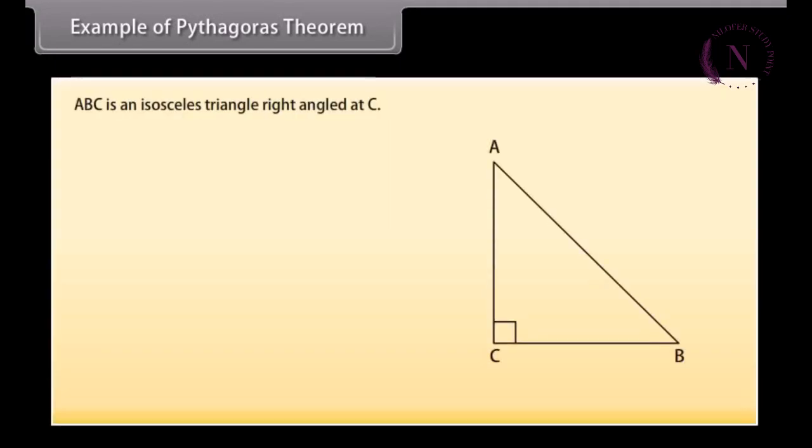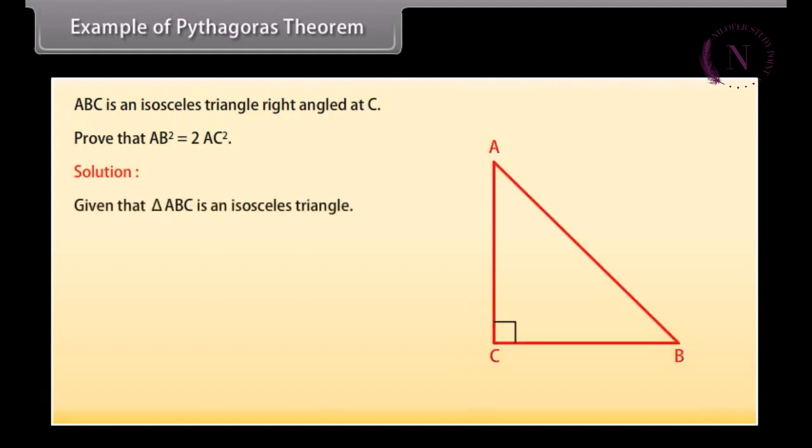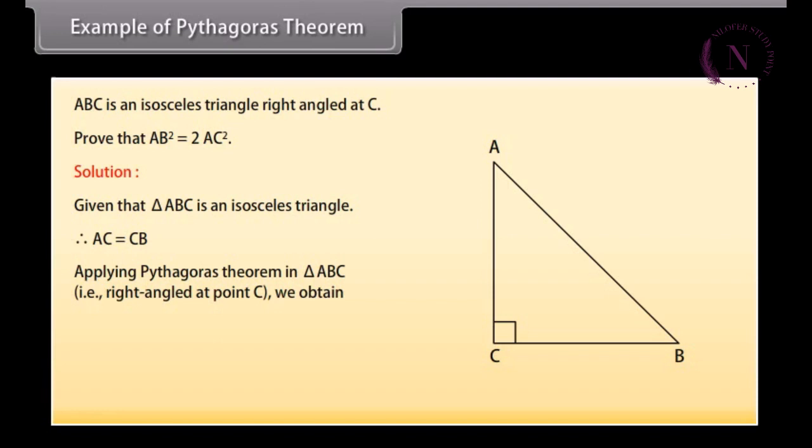ABC is an isosceles triangle right-angled at C. Prove that AB square is equal to 2AC square. Solution. Given that triangle ABC is an isosceles triangle, therefore AC is equal to CB. Applying Pythagoras theorem in triangle ABC, that is, right-angled at point C, we obtain AC square plus CB square equals AB square, which implies 2AC square equals AB square.